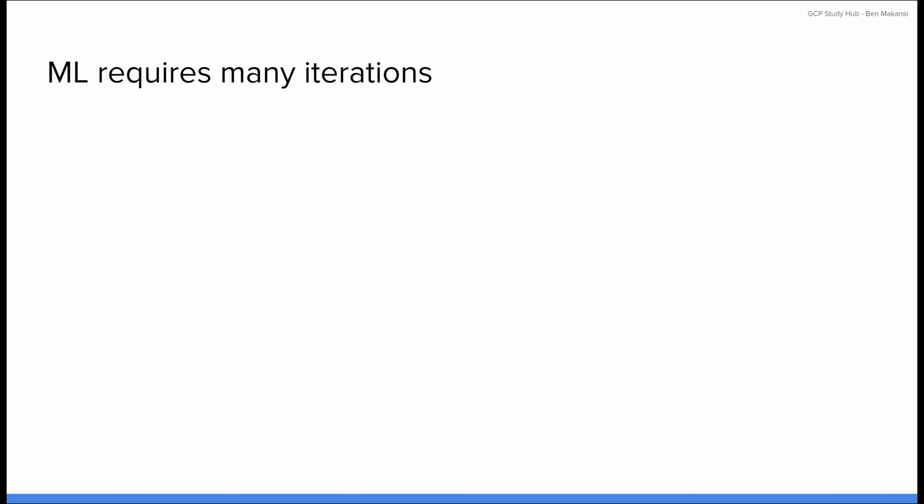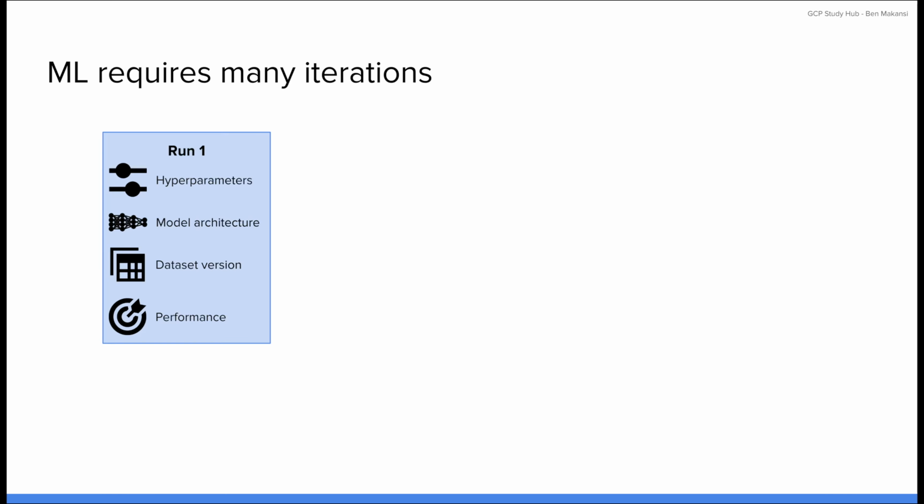Vertex AI Experiments. So as you know by this point, model development takes a lot of iteration. It takes a lot of trying out different model architectures, parameters, hyperparameters, data formats, so on and so forth. So in your first run, maybe you tried one architecture, used one version of your data set, and set some default hyperparameters. You check the performance, you make some notes, and you decide to try a different model next.